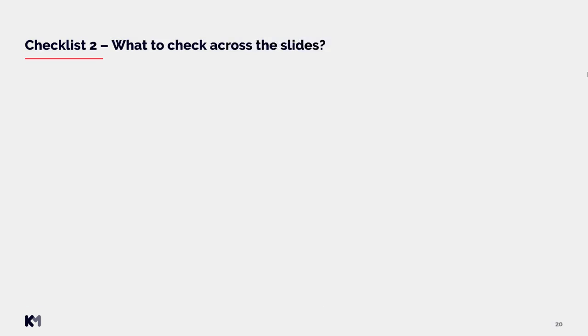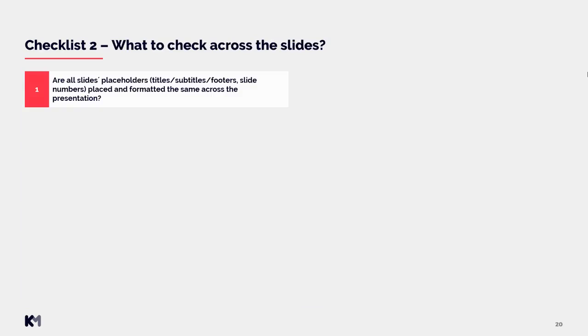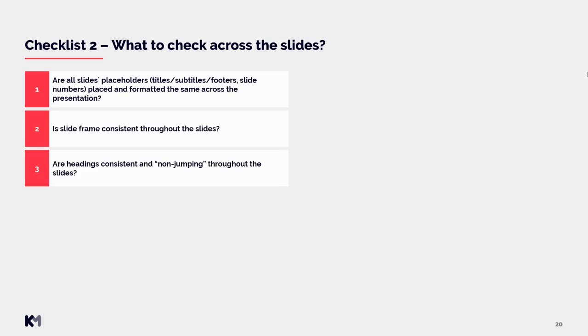Now let's talk about checklist number 2. Don't worry, this checklist is shorter and is about what to check across all the slides. So remember to ask yourself these questions. Question number 1. Are all slide placeholders, such as titles, subtitles, footers, slide numbers, placed and formatted the same across the presentation? 2. Is the slide frame consistent throughout the slides? 3. Are headings consistent and non-jumping throughout the slides? 4. If there are some repeated structure slides in the presentation, are they consistent?